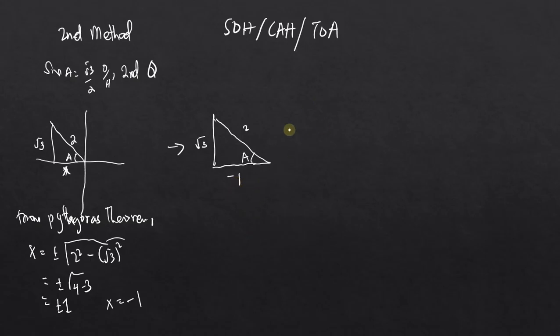So now we can find cos A. We know cos is adjacent over hypotenuse. Adjacent is negative 1 over the hypotenuse, which is 2. So you get negative 0.5. Then we can find tan A. You know tan is opposite over adjacent. Opposite is square root of 3, and the adjacent is negative 1, which will give us negative square root of 3, which is the same as the answer that we got using the other method, right?